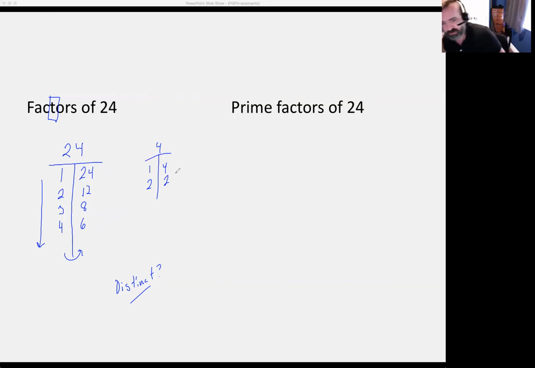So those are the factors of 24. This is something of a different question. We've got the prime factors of 24. What tool did you learn to use to get prime factors out?